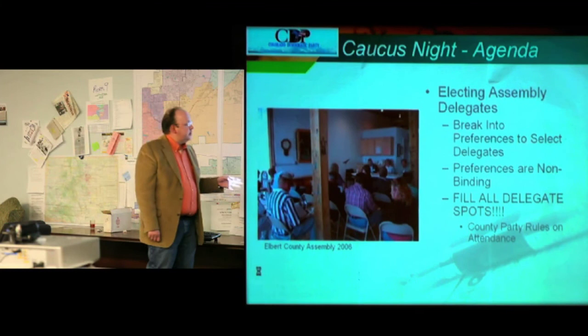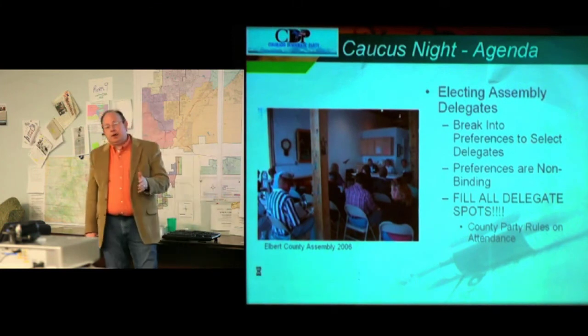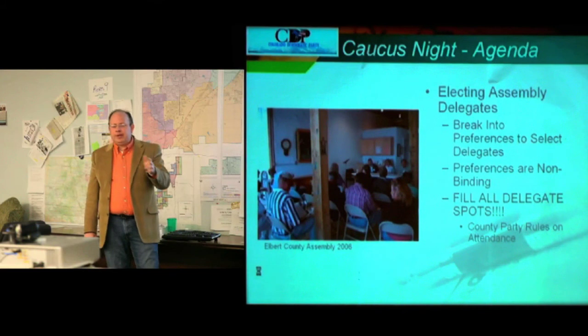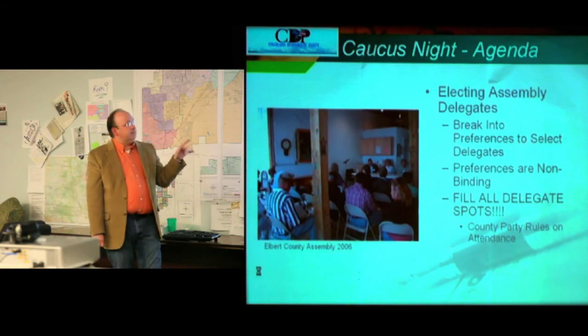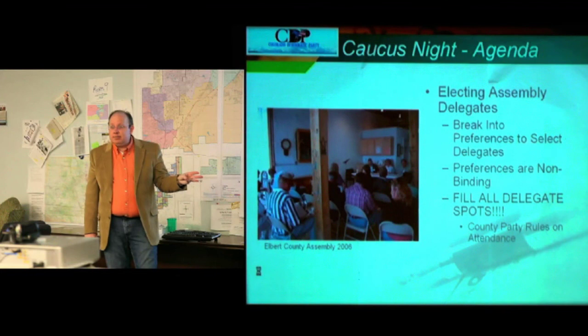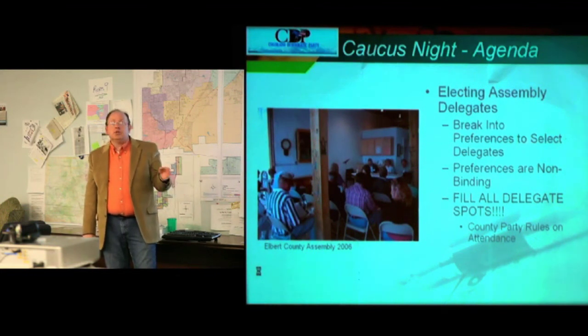And then finally, I want to encourage you to fill every single delegate spot. For every delegate, you have an alternate, unless your county has some weird rule, but I don't know of any that do. So if you have 3 delegates to the county assembly, you should also have 3 alternates to the county assembly. So make sure you fill every delegate and every alternate spot.